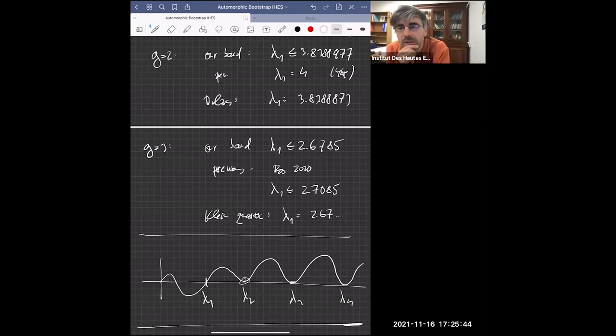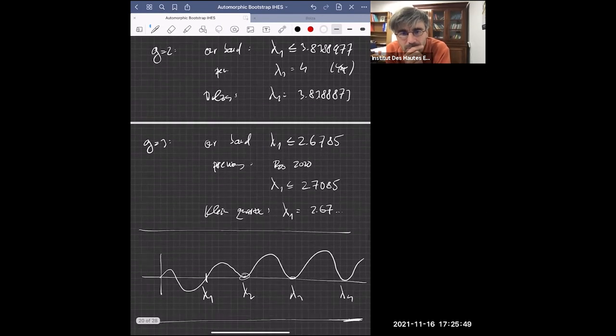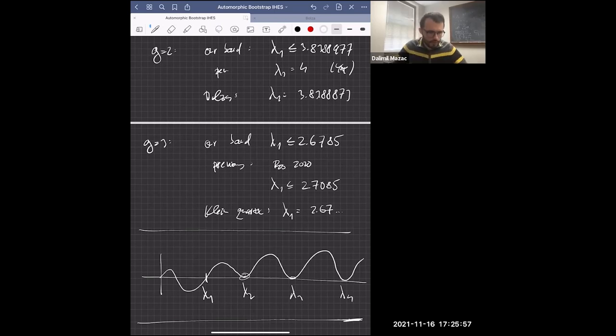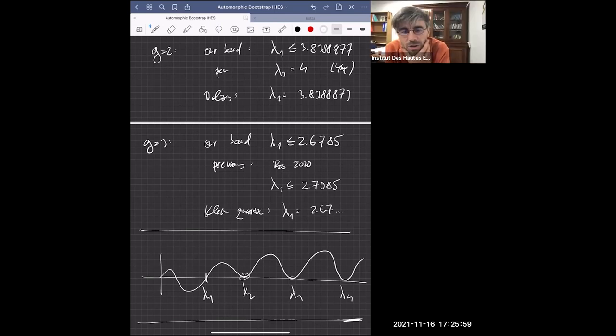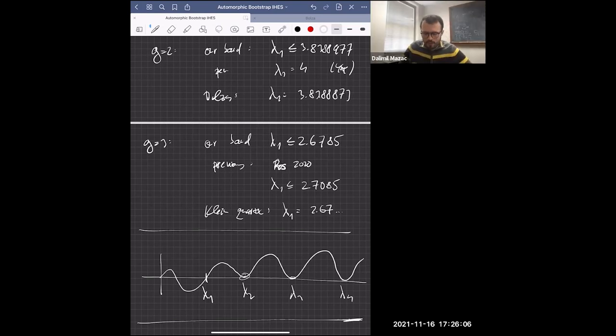But actually, I have a question, Dalimil. These people who proved bounds, Yang and Yau, and this other person in 2020, I forgot the name, Boss or Ross. How did they do it? Did they use similar techniques, or completely different ones? As far as I can tell, they used completely different techniques.